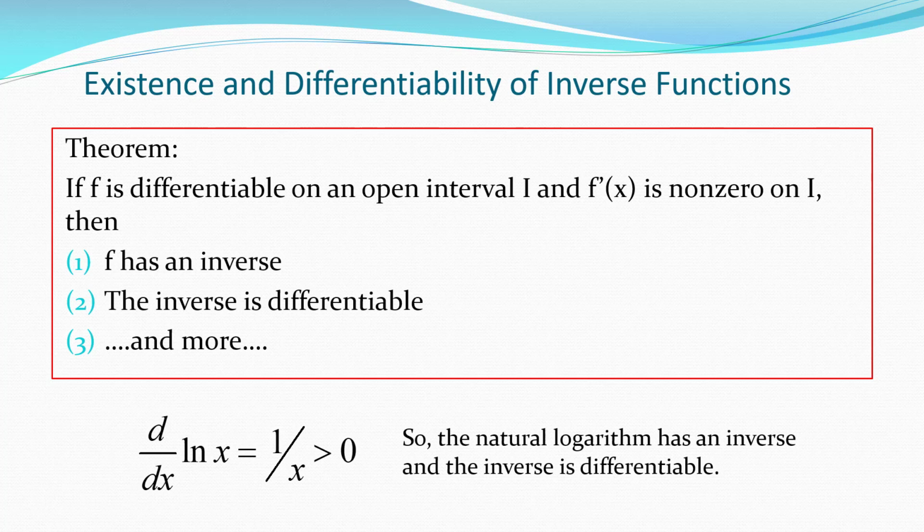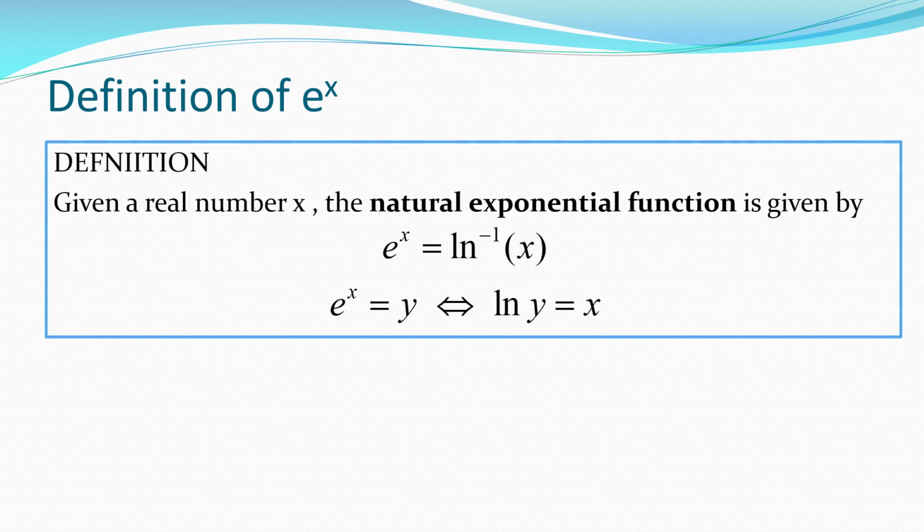It has a derivative. Now, we knew from pre-calc what the inverse of the natural log is. It's called the natural exponential function. But what we didn't know is that that thing has a derivative. So let's go ahead and talk about that function. The natural exponential function, called e to the x, is just the inverse of the natural log function. That means then, if you ever write e to the x equals y, it's equivalent to saying the natural log of y is x.